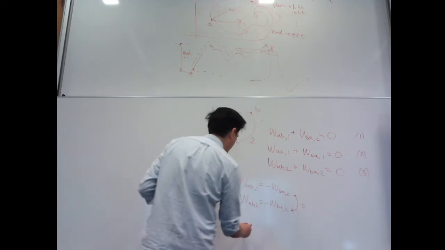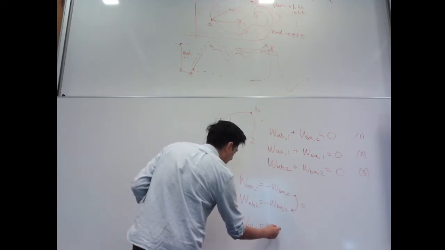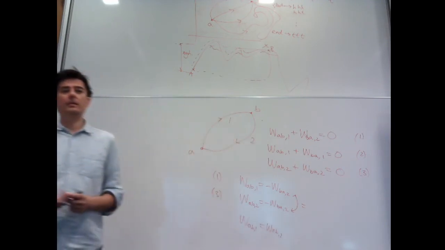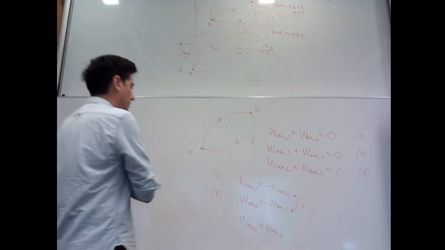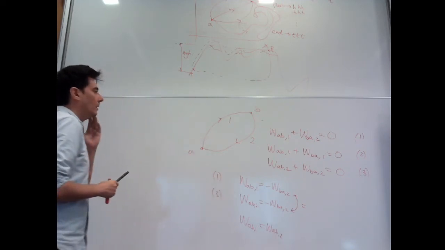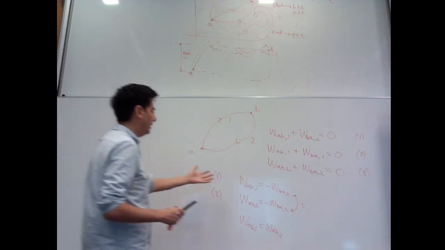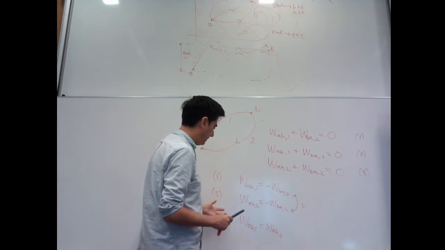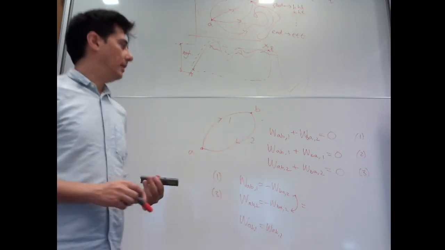Is equal. So WAB1 is equal to WAB2. So that's basically the proof of this. So you don't actually need to do anything explicit in terms of calculating the expression for the work. You just have to use this in a bit of a clever way.